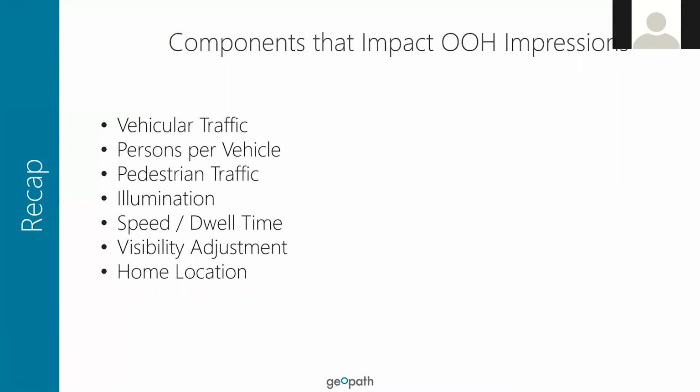The speed and dwell time, connected car mobile data, also improvement on the existing process. The visibility adjustment, this is an improvement really coming from the precision and the mapping and understanding the detailed network. Same with the home location, again, mobile location data powering a lot of this, informing us to create a much more precise and accurate impression for all the out-of-home audit inventory.